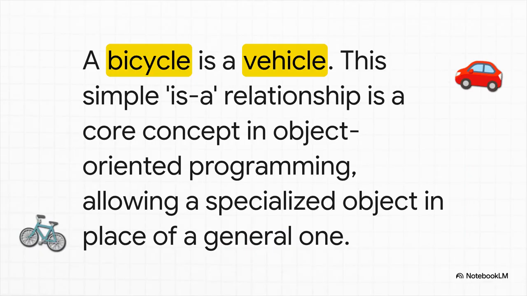So let's start with a statement that I think we can all agree on. A bicycle is a vehicle. Simple enough. It fits into that bigger, more general category. It has things and behaviors that all vehicles share. This is what we call an is-a relationship. And it's a perfect way to start thinking about how object-oriented programming sees the world.